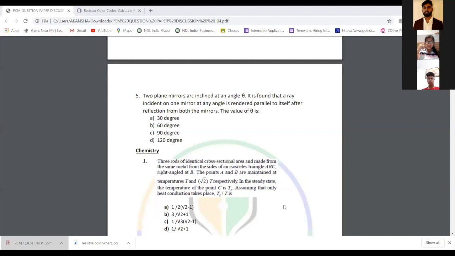Okay, and that will only happen if the angle between the mirrors is 90 degrees.